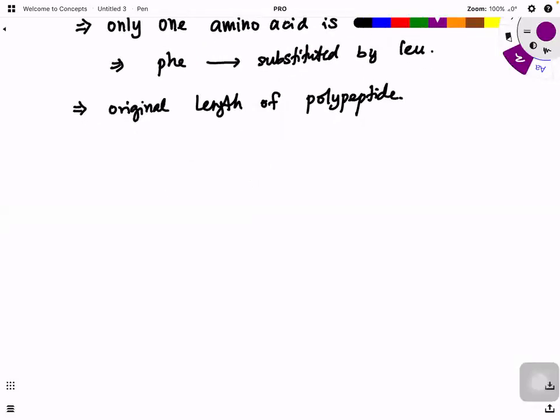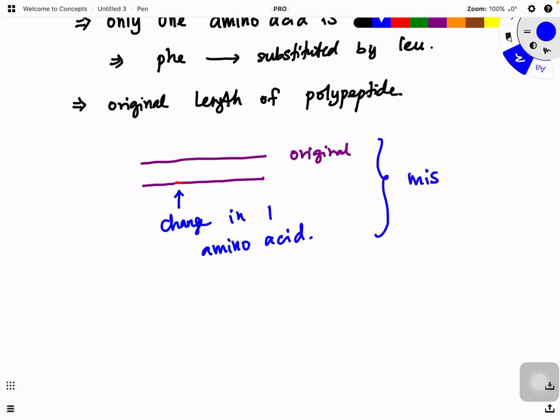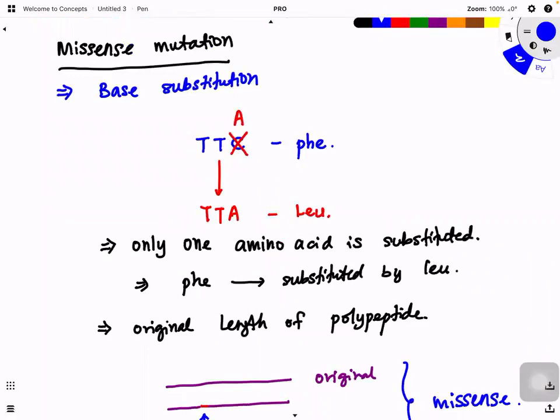So if this is the original one, and the mutation takes place, you get something like this. One is different, but the length still remains the same. So this is the change in one amino acid that causes what we call the missense mutation. Are you clear? It causes the missense mutation. What is the mechanism? The method here is base substitution. So this is the second one.